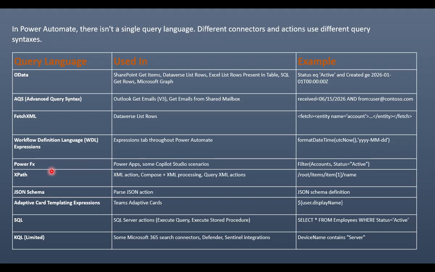Okay. Then we have Power FX. It's mostly used in Power Apps. Okay. So this is the syntax. Then XPath. Okay. Then JSON schema. Okay. And so on. KQL is for the Microsoft 365 things. Okay.